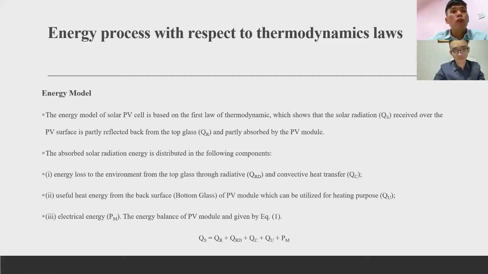First is the energy loss to the environment from the top glass through the radiation QRD and the convective heat transfer QC. Second is the useful heat energy from the back surface, bottom glass, of the PV module, which can be utilized for heating purposes, QU. And third is electrical energy PM. The energy balance of the PV module is given by this equation: QS equals QR plus QRD plus QC plus QU plus PM.